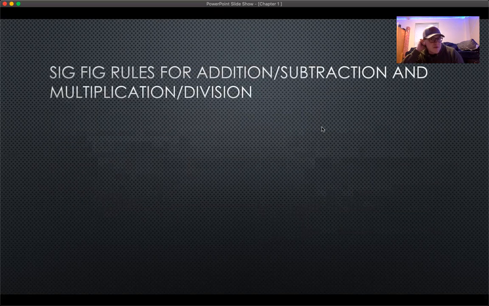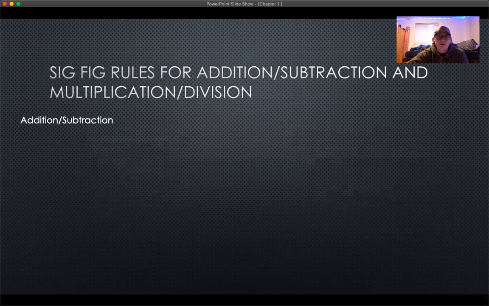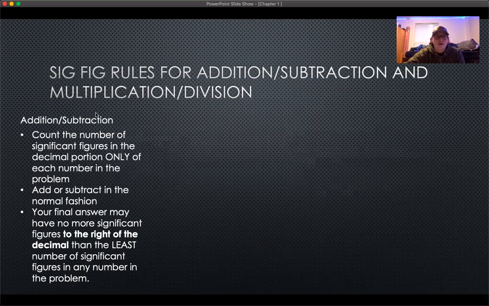Now, we also have sig fig rules for addition and subtraction, and multiplication and division. Because most of our measurements aren't going to be just cut and dry, you're going to have to do some calculations. That's the nature of physics. Physics is just applied mathematics. So within this, you've got your addition and subtraction rules. Count the number of significant figures in the decimal portion only of each number in the problem. Then you're going to add or subtract in normal fashion, but your final answer can have no more significant figures to the right of the decimal point than the least number of significant figures in any number in the problem.